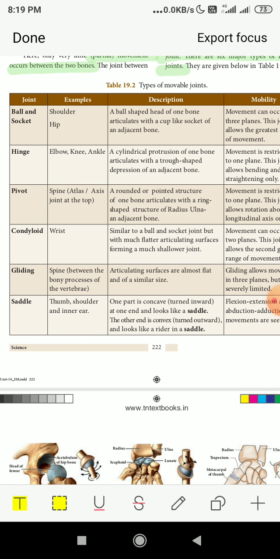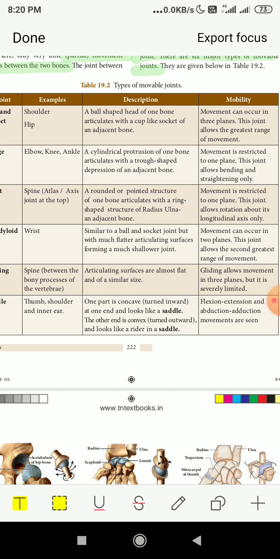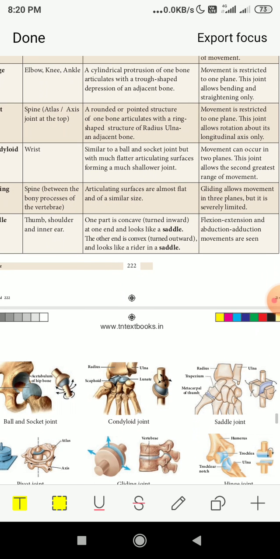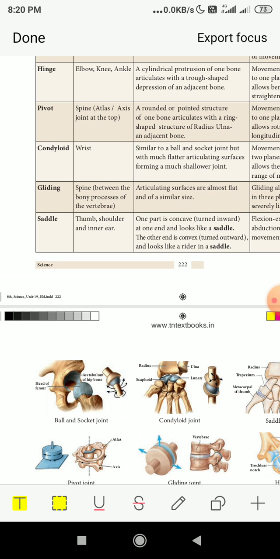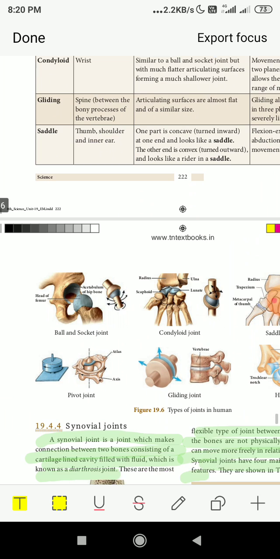Saddle: thumb, shoulder and inner ear. One part is concave, turned inwards at one end, and looks like a saddle. Saddle means the flat surface we use for moving, like slippers, that is called a saddle. The other end is convex and looks like a rider in a saddle. Flexion, extension, abduction and adduction movements are seen. So this is seen in the thumbs, shoulders and the inner ear. It will be flat like a saddle.